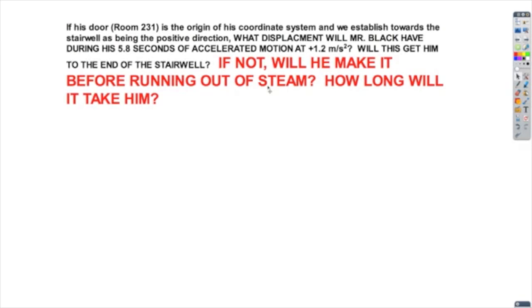So if not, will he make it before running out of steam? How long will it take him? Now, if you were paying close attention to this, we know we can actually use uniform velocity equation. There is no acceleration going on because it said when I reach my top speed that I won't be gaining anymore. So I can use displacement equals velocity times time from chapter 2 because my average velocity equals my instantaneous velocity. In other words, there's no acceleration.